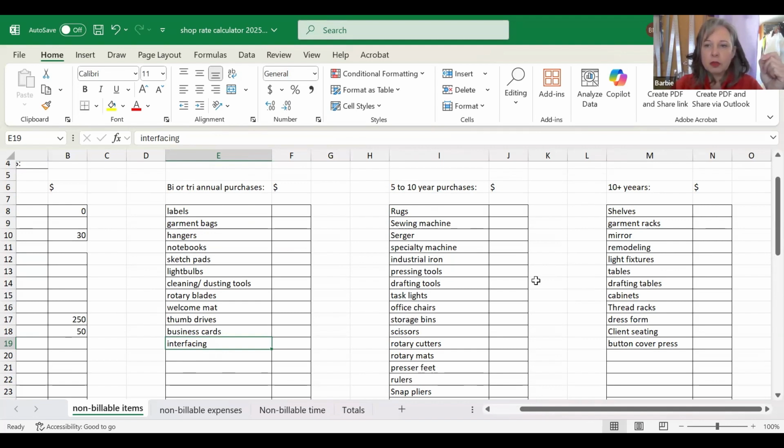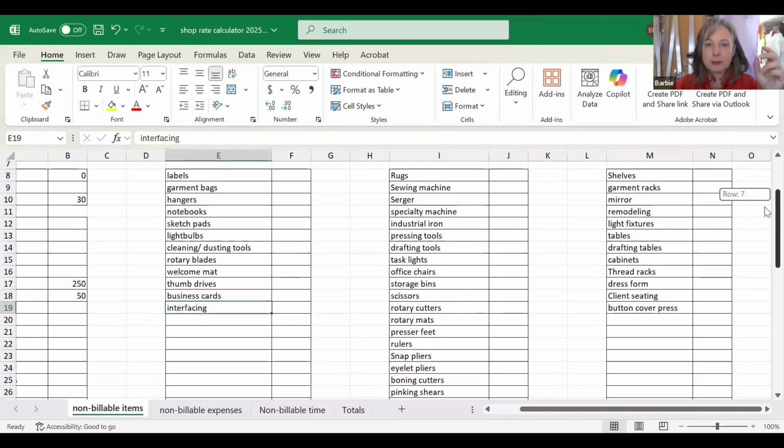And almost all of these things, I think all of these things that are covered on this sheet are tax deductible. Now, I'm not an accountant, so double check with your accountant if you question anything, but all of these are tax deductible if they are for your sewing business.